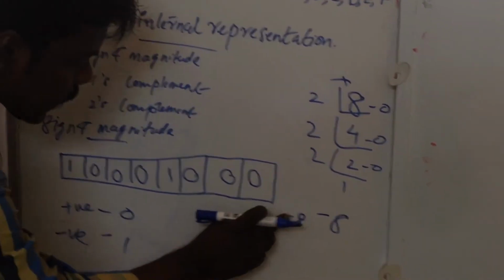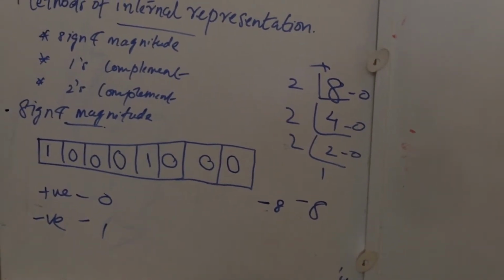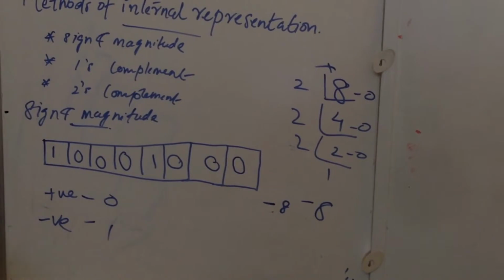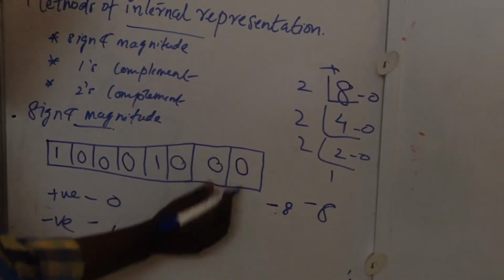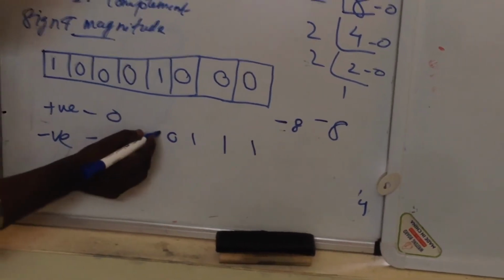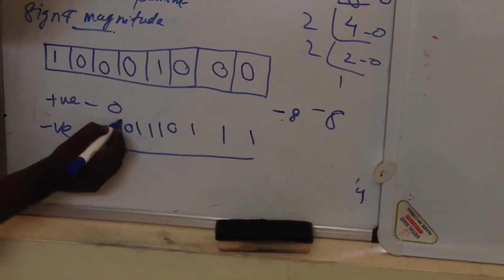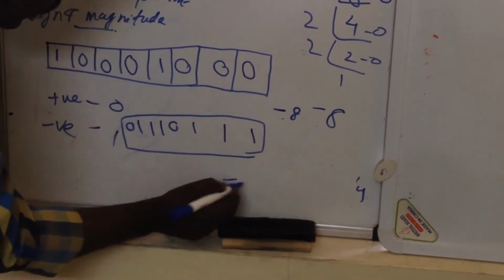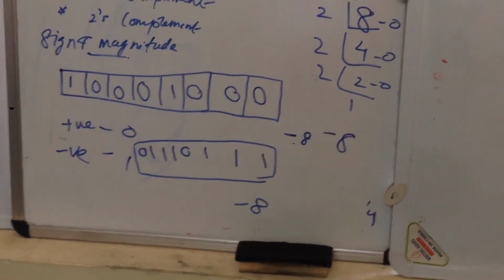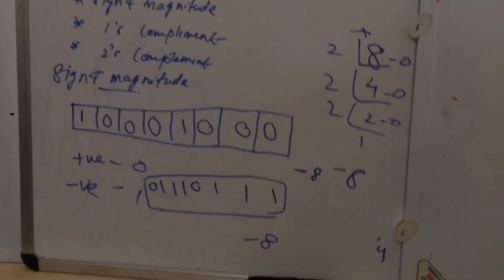But if it is a negative number, then we need to change 0 to 1 and 1 to 0. So 1, 1, 1, 0, 1, 1, 1, 0. So this is the one's complement of negative 8. But for the positive 8, this one will be the one's complement.